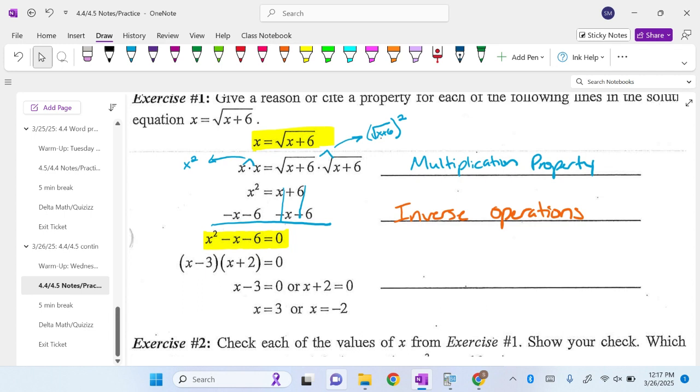x minus 3 equals 0. Yeah, because these are the two factors, so we set both of them equal to 0. No, I'm saying it wouldn't end on x squared, it would end on x minus 3.